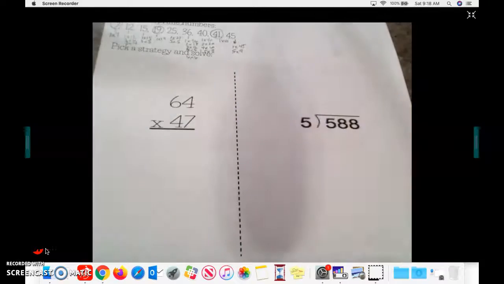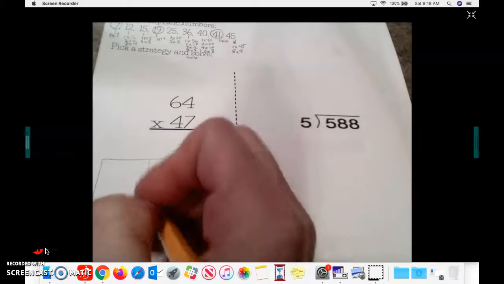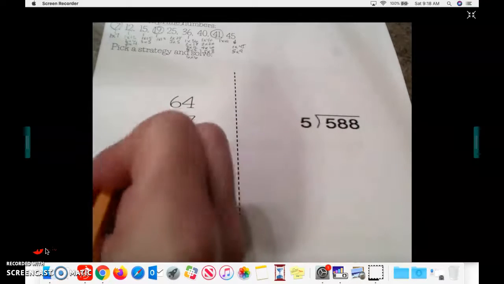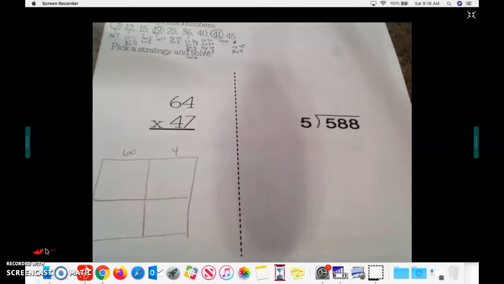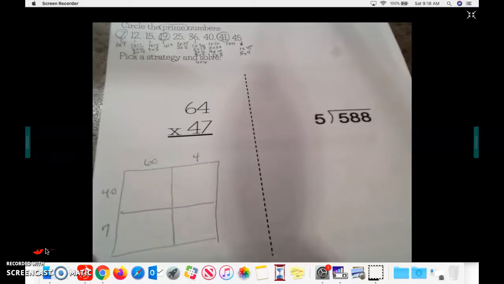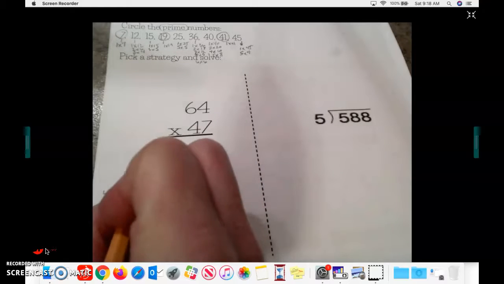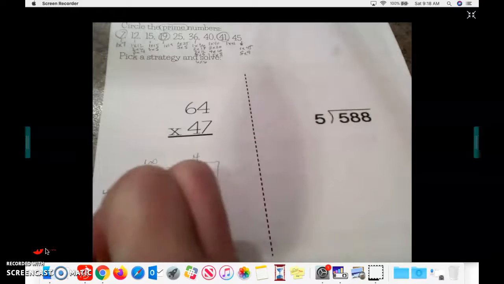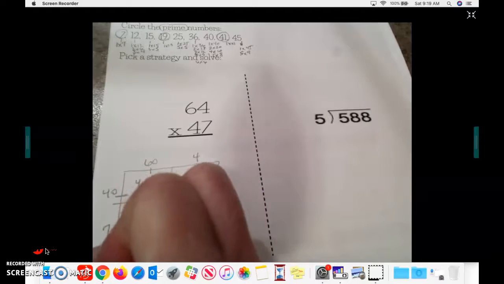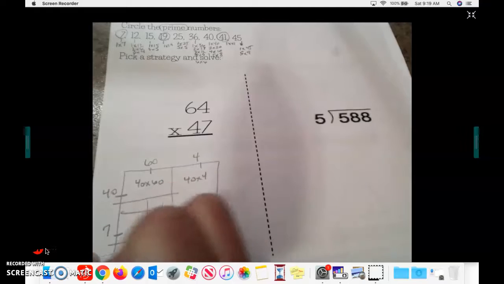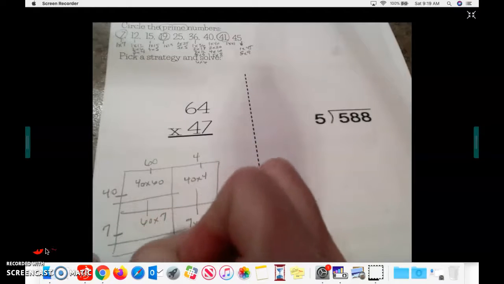64 times 47, when I multiply that, again, I can choose the traditional strategy, or I can do the box method. For the box method, I break each number down into expanded form. So I have 60 and 4, and I have 40 and 7. And I like to draw the little line so I know what needs to go in each box. So I would do 40 times 60, 4 times 40, 60 times 7, and then 7 times 4.